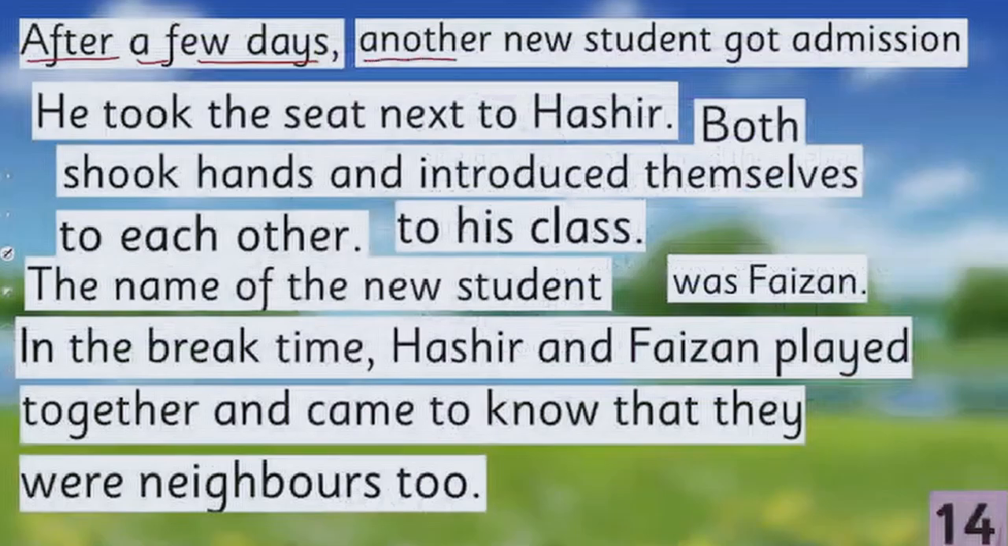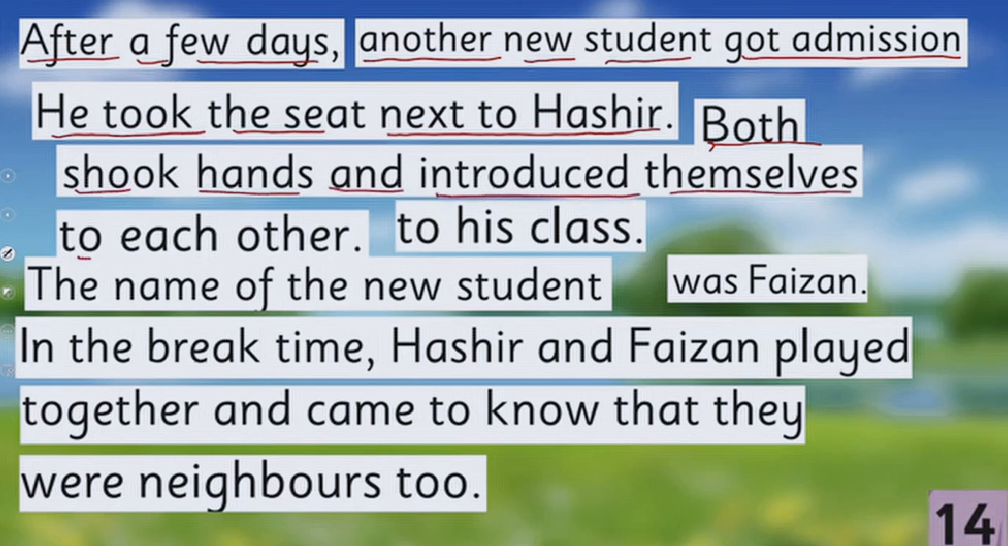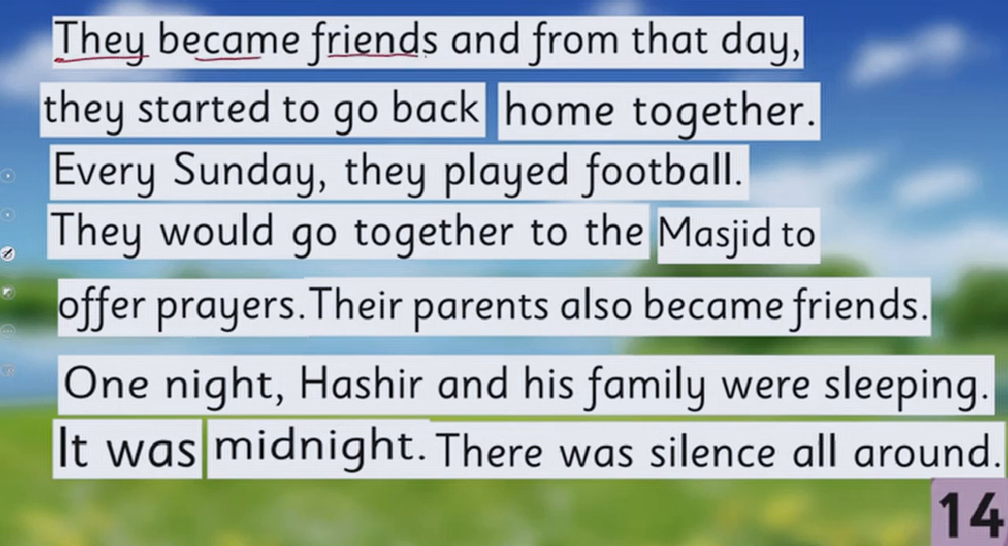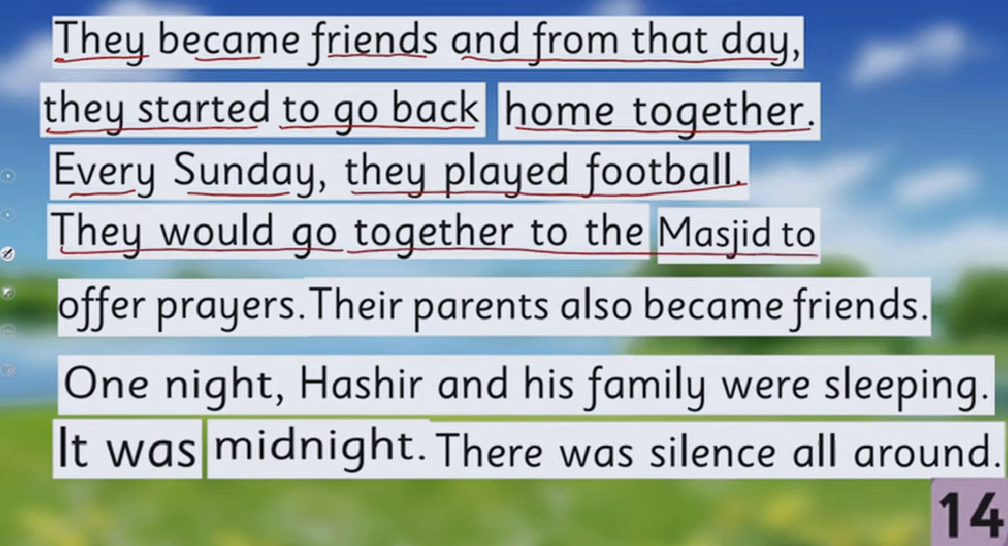After a few days, another new student got admission. He took the seat next to Hashir. Both shook hands and introduced themselves to each other. The name of the new student was Faizan. In the break time, Hashir and Faizan played together and came to know that they were neighbors too. They became friends, and from that day, they started to go back home together. Every Sunday, they played football. They would go together to the masjid to offer prayers. Their parents also became friends.